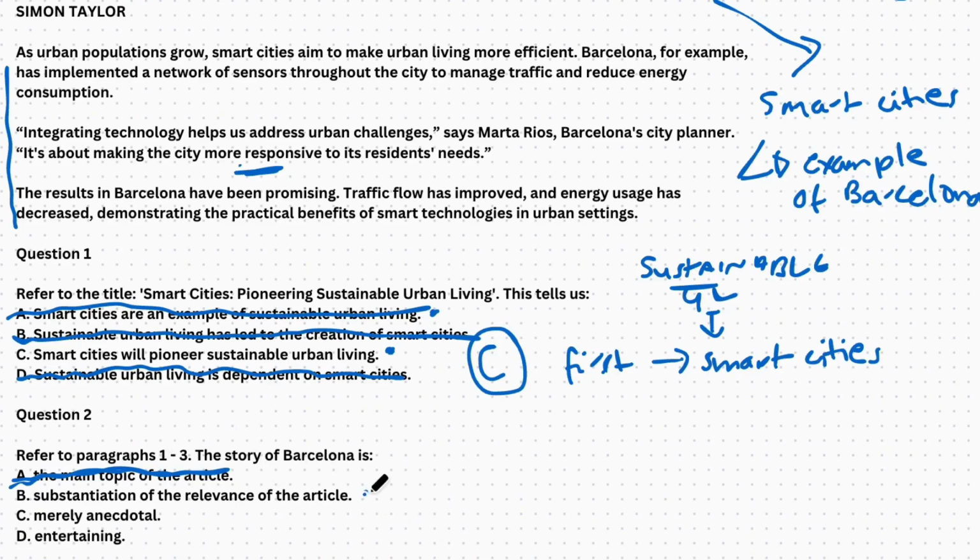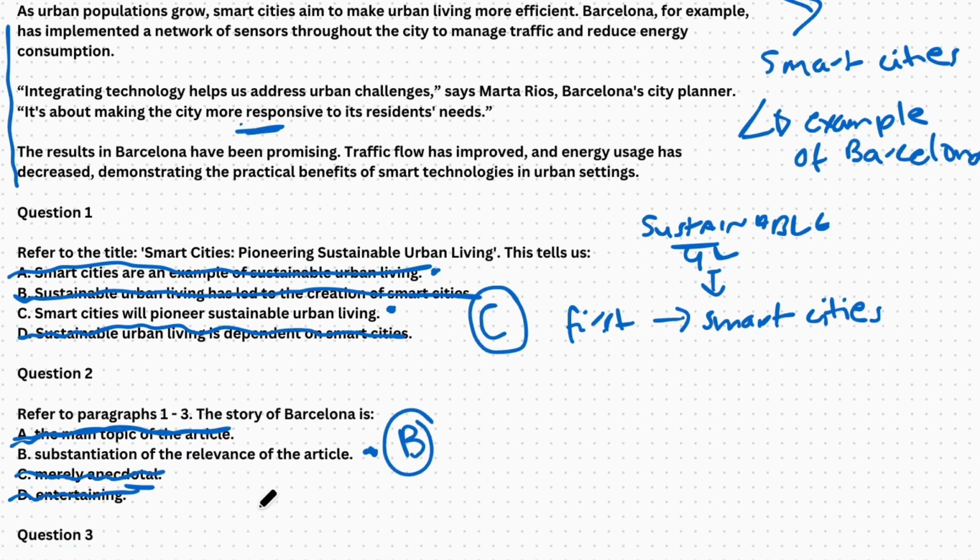Well, yes, maybe, because it's used as an example to substantiate how relevant smart cities are. Merely anecdotal means sort of on the sidelines, just a quick story. So the fact that 3 paragraphs have been dedicated to Barcelona means that it's a little more than merely anecdotal, and entertaining, of course, doesn't fit at all. So we would be left with B, substantiation of the relevance of the article.